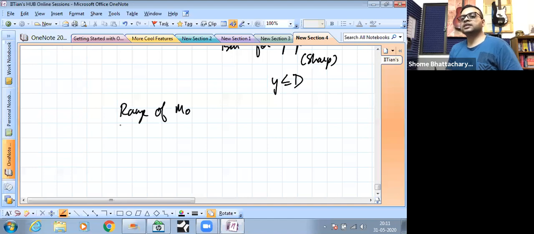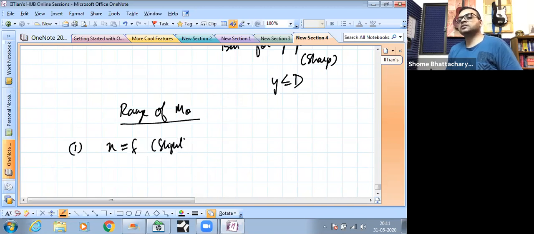Range of magnification we get like this, that on the one hand, if x is equal to the focal length, just about equal to, slightly less but almost equal to, then y is infinity, meaning very large.